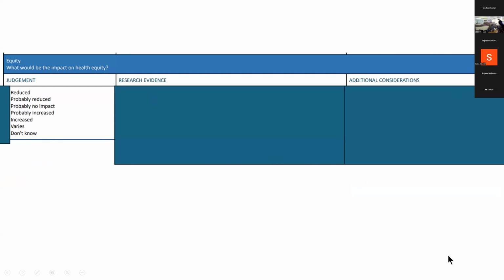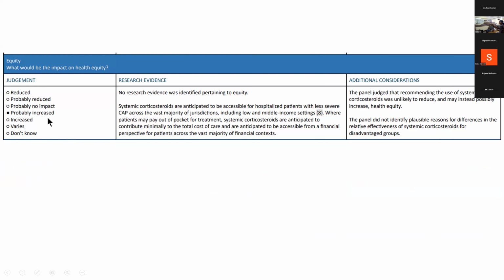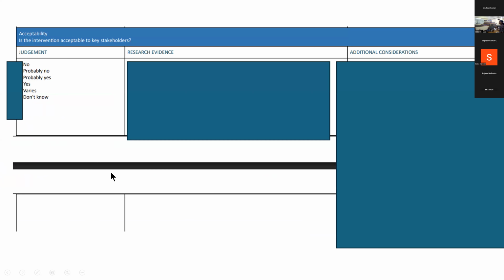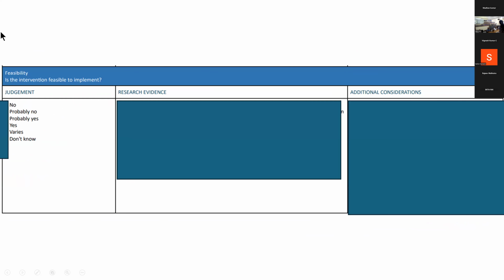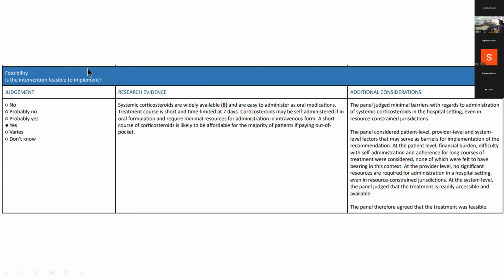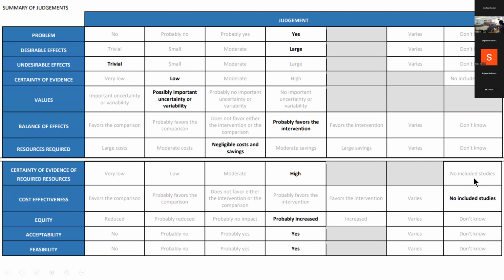What would be the impact on health equity? Do you think all patients can access this intervention, or only some patients? Everybody can access it. So you will see that equity is increased, or probably increased. Do you think this intervention is acceptable? It's acceptable. Do you think it's feasible? Yes.